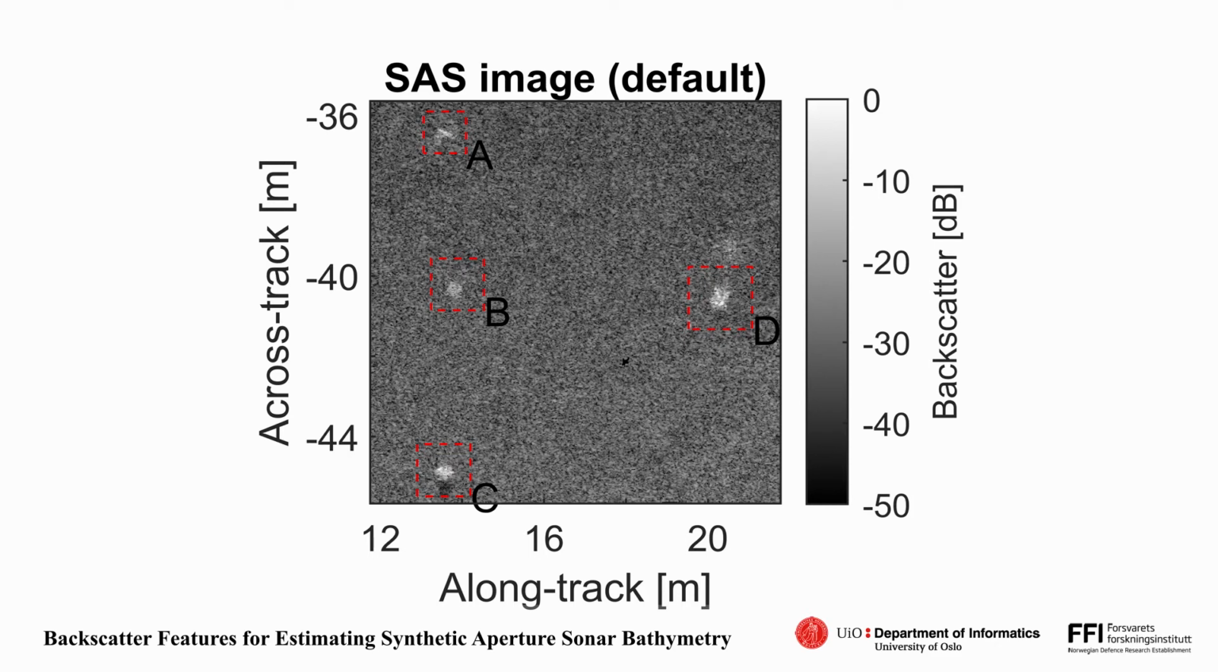Here we have an example of real sonar data with a 10 by 10 meter image containing a few protruding objects, indicated by the red dashed lines. Notice that the red dashed lines here just highlight the rough position of the interesting objects.